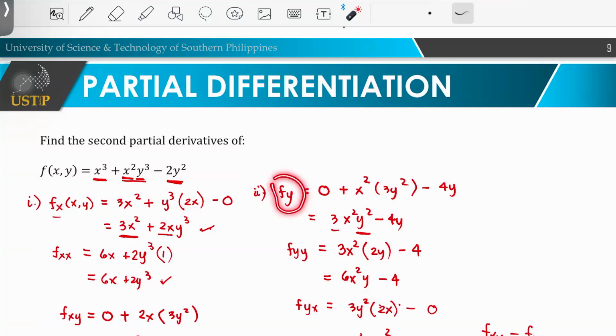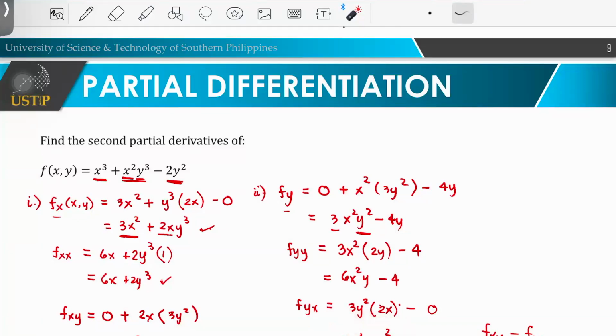And then again, we differentiate partially with respect to x for fyx. Here y will be constant, so we copy the 3 of y squared. What will happen to x squared? It will become 2x. Minus, this whole term will be constant, so 0. So you will have 6xy squared.